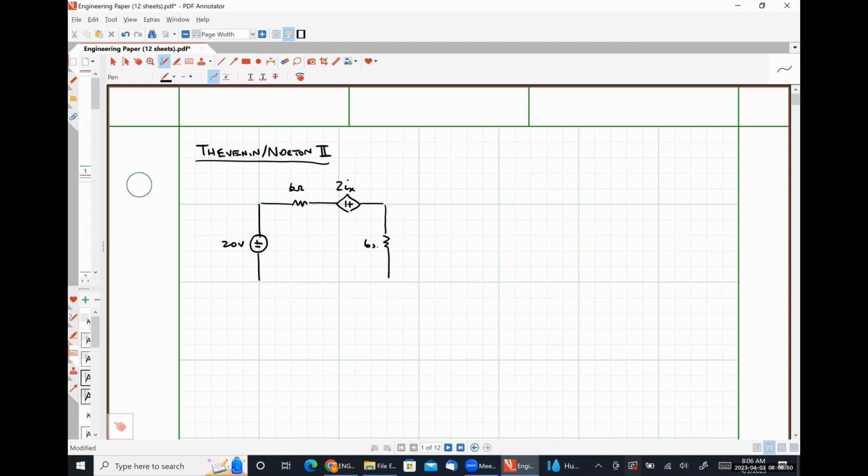We're going to have another 6 ohm resistor down here, and a 10 ohm resistor up top, like so. And we are trying to find the Thevenin and Norton equivalent circuit of this network with respect to these terminals. I'm going to call this terminal A and this terminal B.